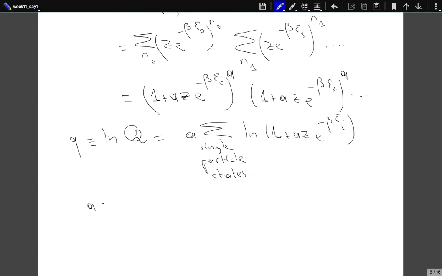And just keep in mind, a is 1 for fermions, 0 for bosons. No, minus 1 for bosons. And so now we have everything. Well, let's get several quantities. For example, what is the average number?